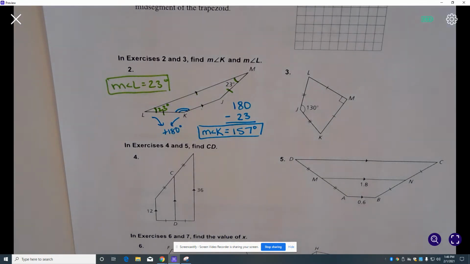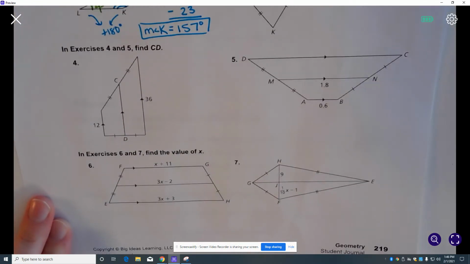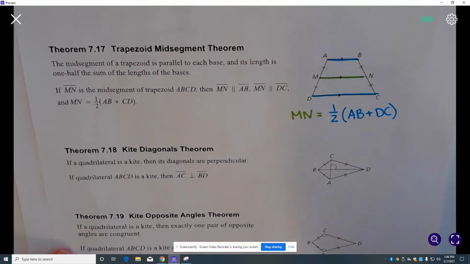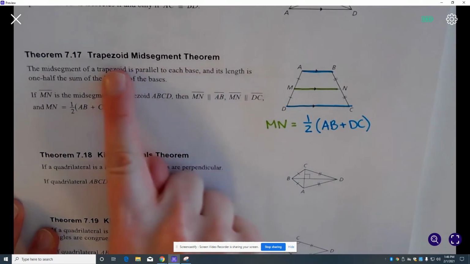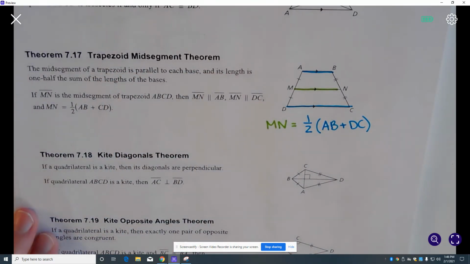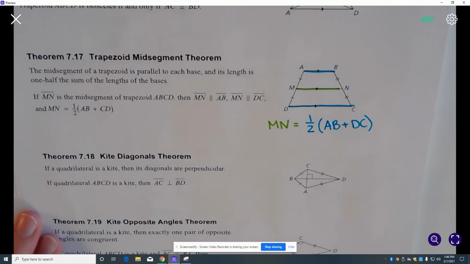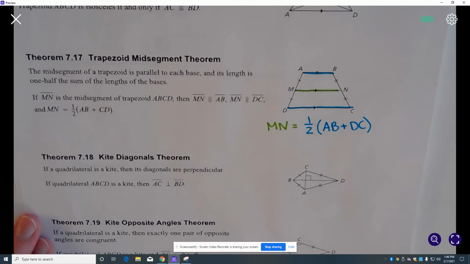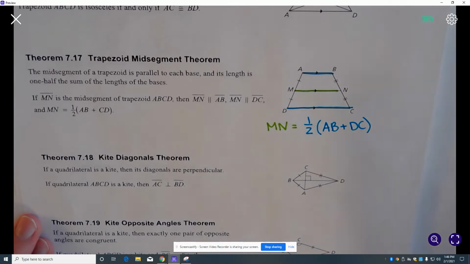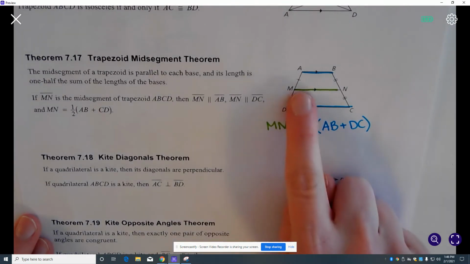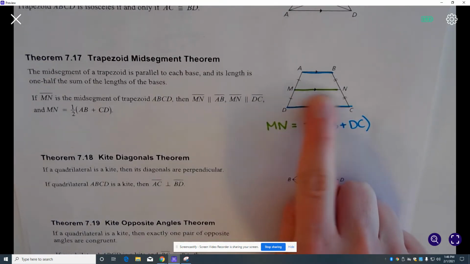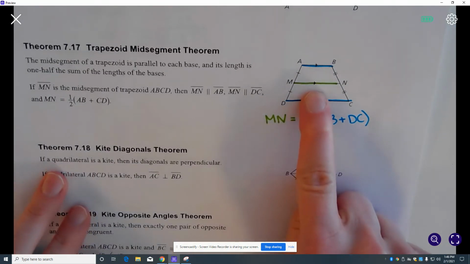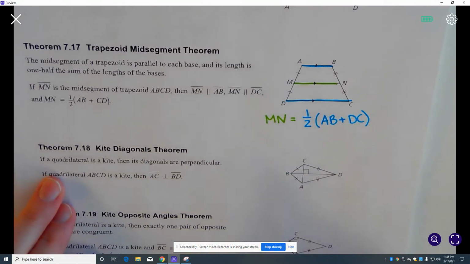Now we're going to work through number 4, 5, and 6. Now all of these problems have to deal with the mid-segment theorem of trapezoids. And so before we work on 4, 5, and 6, let's remind ourselves what the mid-segment theorem is. The mid-segment, the segment that bisects the legs, is going to be half of the sum of the bases.